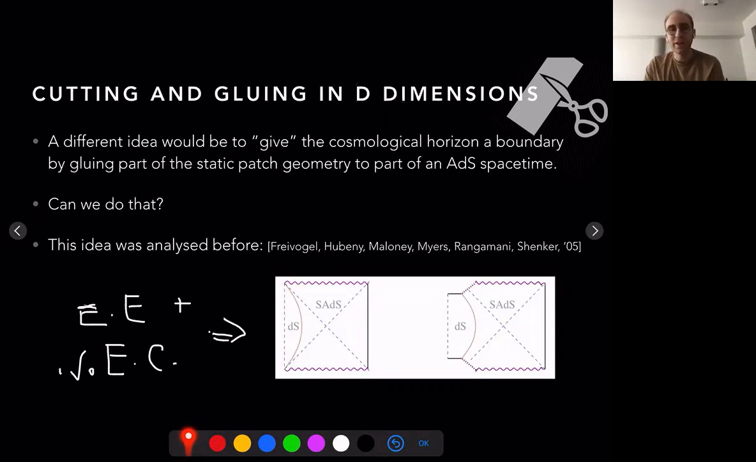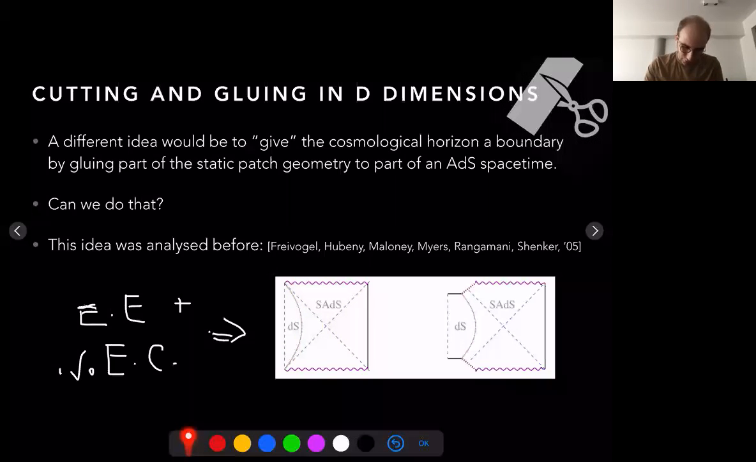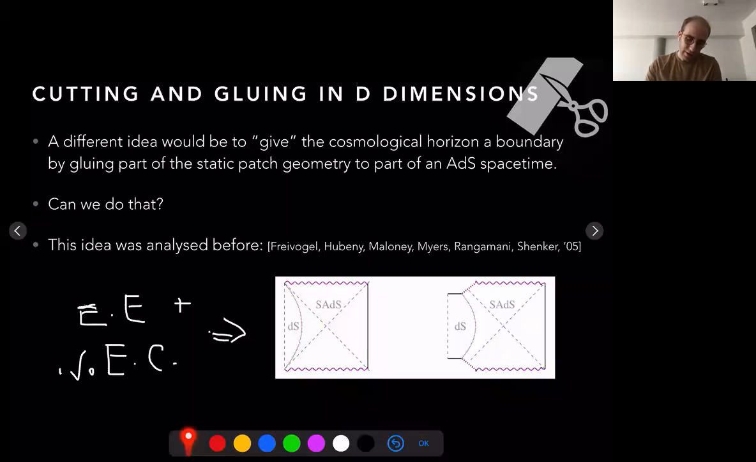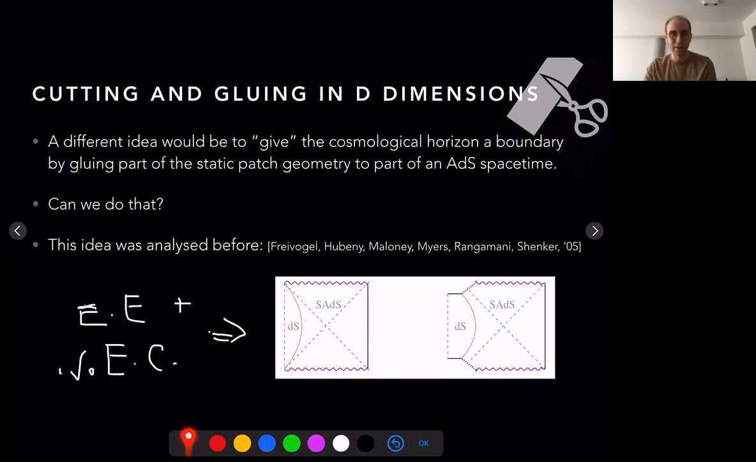But the problem with these diagrams is that every time they manage to glue the de Sitter to AdS, the part of the de Sitter is inside the horizon. So if you want to describe the de Sitter from this boundary, the problem would be at least as hard as describing the interior of the black hole. And that's a tough problem.